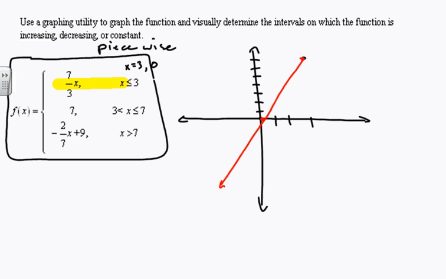Now we have to do our next line. The next line is going to be 7. Now 7 is a constant. If you go from 7, it's going to be the values from 3, but not including 3, to 7. Whenever you do this, you always use the endpoints and plot those points. They're either going to be an open or closed circle. In here, we're going to have an open circle at 3, so at 3, we're going to write 7.